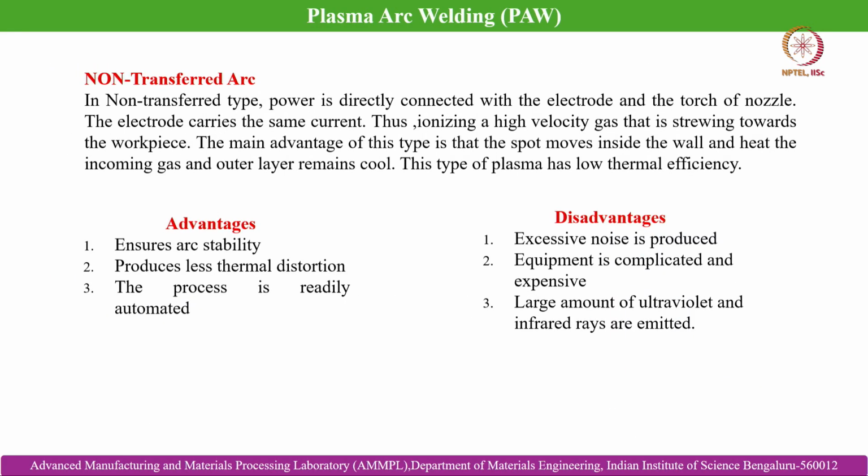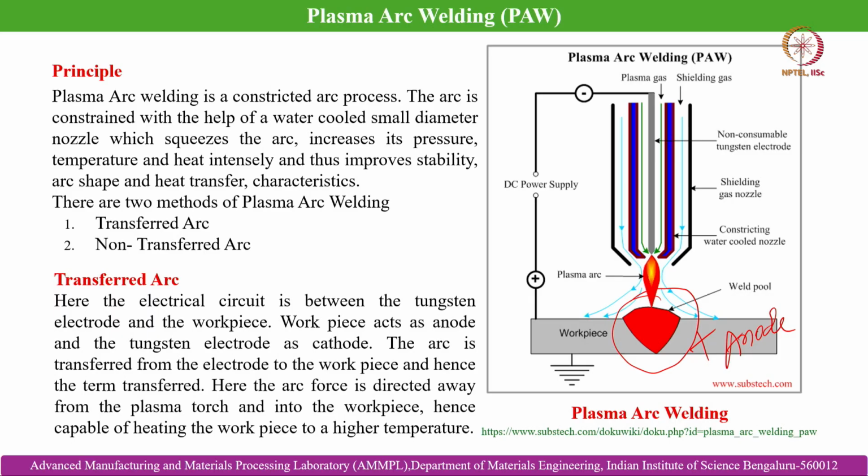In case of non-transferred arc, the power is directly connected to the electrode and the nozzle of the torch. The electrode carries the current, thus ionizing a high velocity gas that is streaming towards the workpiece. The main advantage of this type is that the spot moves inside the wall and heats the incoming gas, and the outer layer remains cool. This type of plasma has low thermal efficiency, although it is easier to handle, because the circuit ends here.